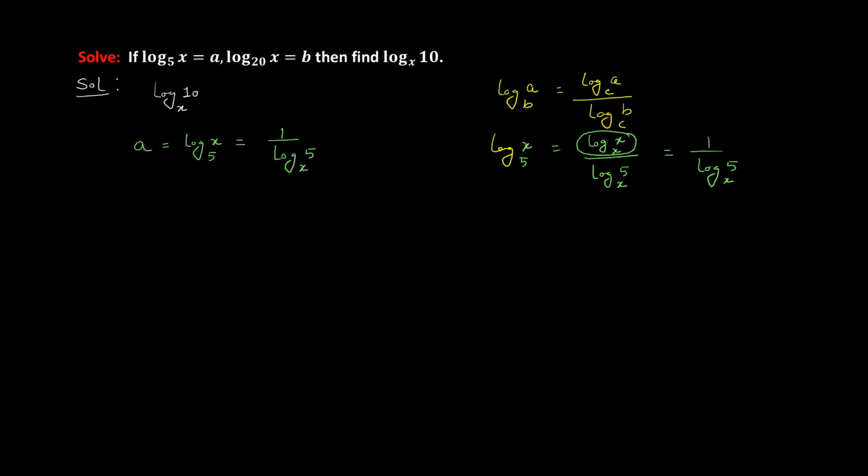So if we are changing the base, we can write it as 1 upon the same number. In this way we can write log 5 to the base x is equal to 1 divided by a, right? So we get this value, and we can call it equation number 1. Similarly, we are given b equal to log of x to the base 20, so we can write b is equal to 1 divided by log of 20 to the base x.